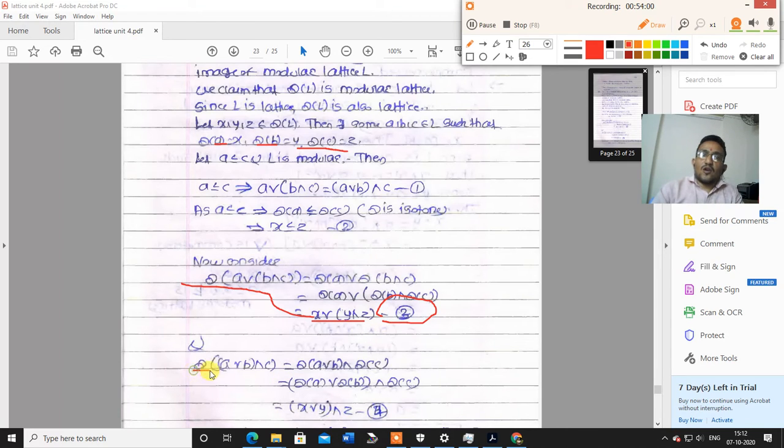Similarly, consider theta of A join B meet C. Again by meet homomorphism and join homomorphism, this is theta of A join theta of B meet theta of C. Theta of A is equal to X, theta of B is equal to Y, and theta of C is equal to Z. So we get X join Y meet Z. Call this equation 4.